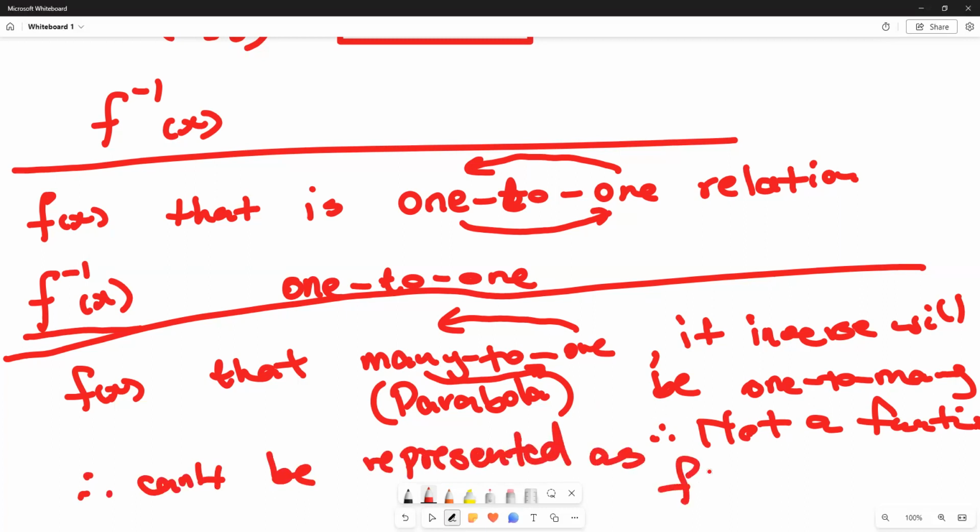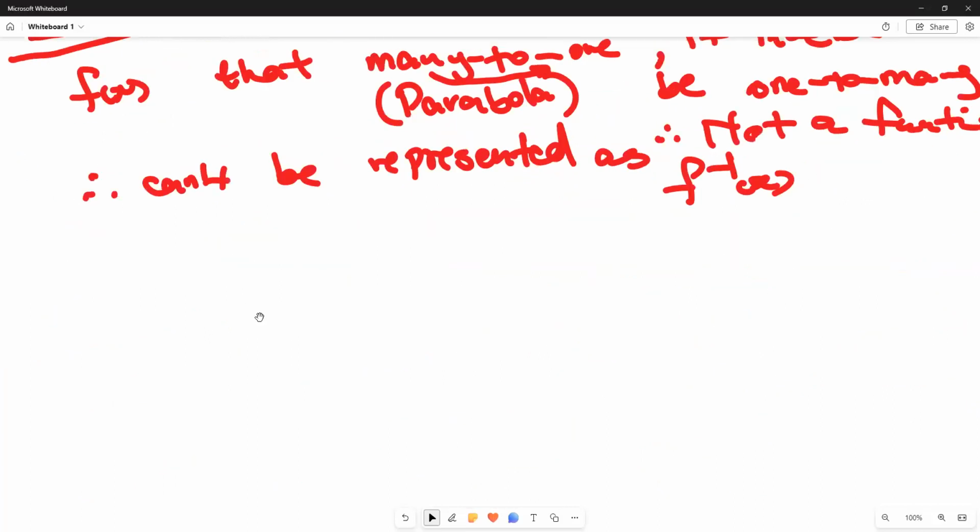Therefore, it cannot be represented as f minus 1. You can't use this to represent the inverse of a many to 1 function, because the inverse is not a function, so you cannot use the function notation for it. You're just going to represent it with a y. I'm going to show you now what I mean. So let's move on. I'm going to give an example here.